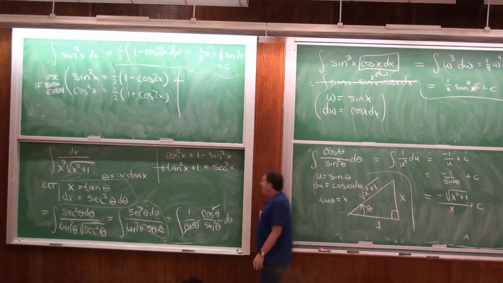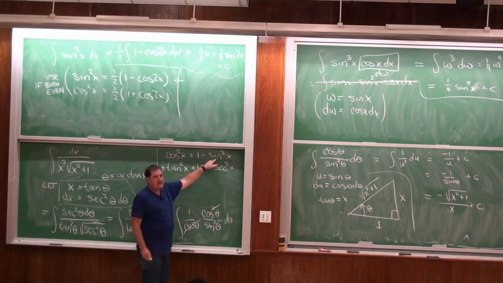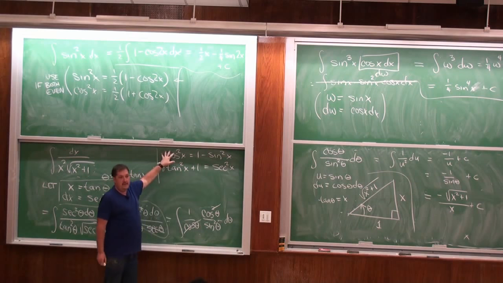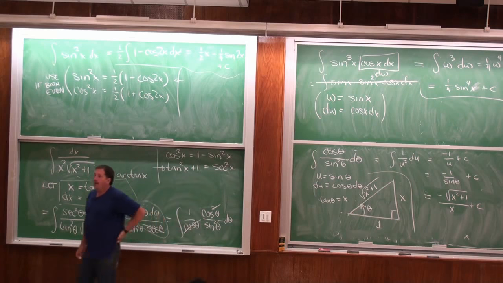If I see something involving, for example, 1 minus x squared, I would use this identity. And if I see something involving x squared minus 1, I would use the other.